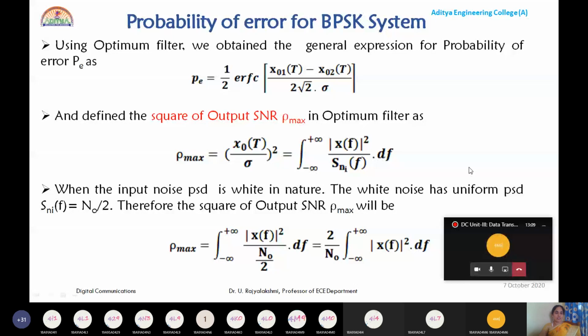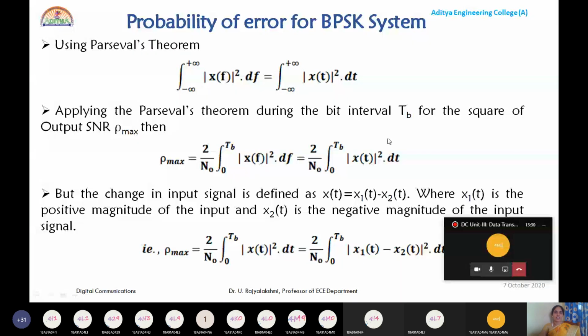This is a sincere request to all the students: we are using almost the same analysis for calculation of probability of error for all the systems. So kindly don't leave this unit. With this unit, you can easily score good marks. Almost all of the first slide and the second slide are the same for all the derivations.